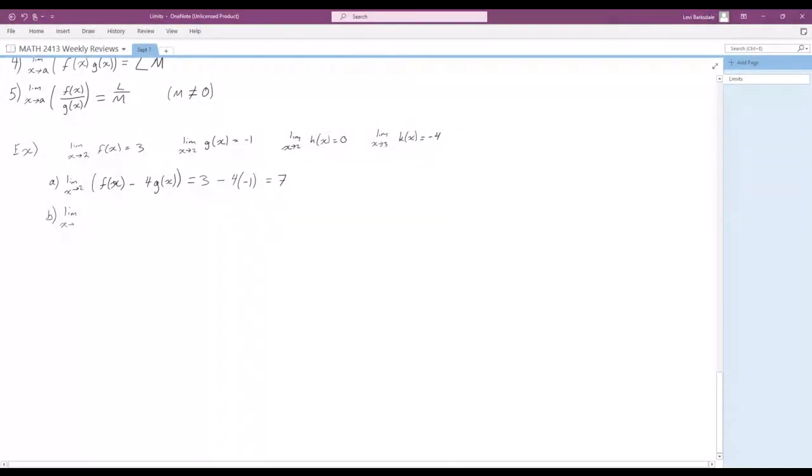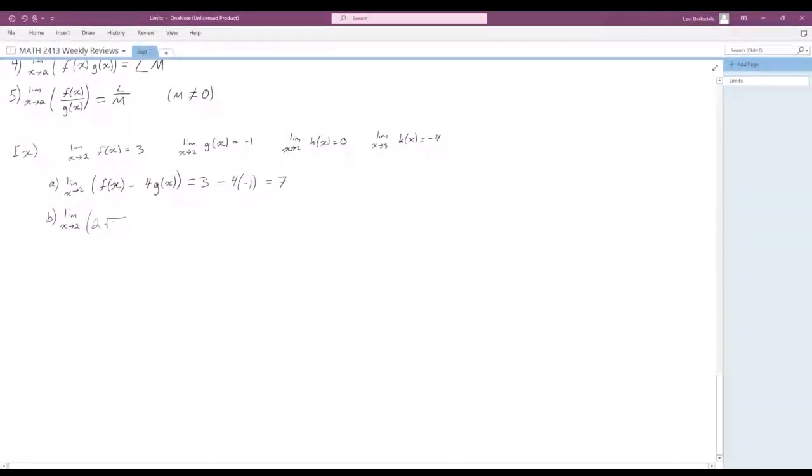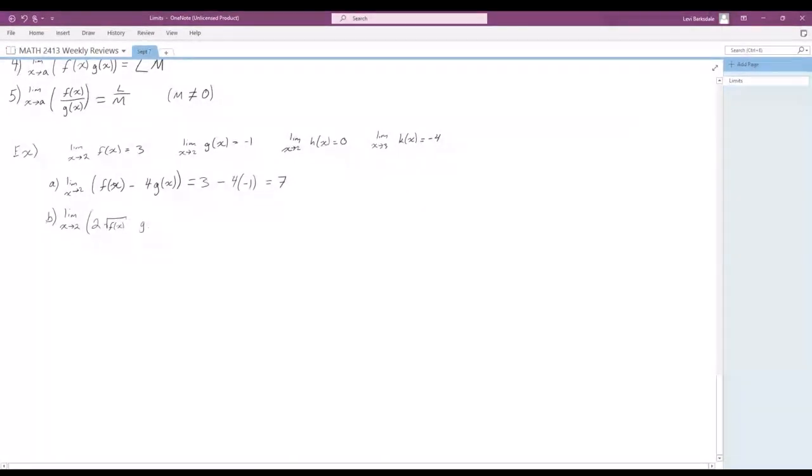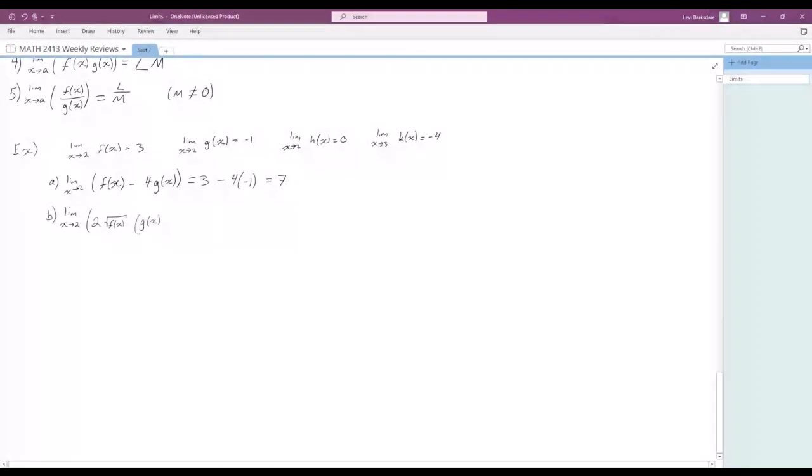Again, we have the limit as x approaches 2 of 2 root f of x. See, already making things a bit more complicated. And we have g of x squared.